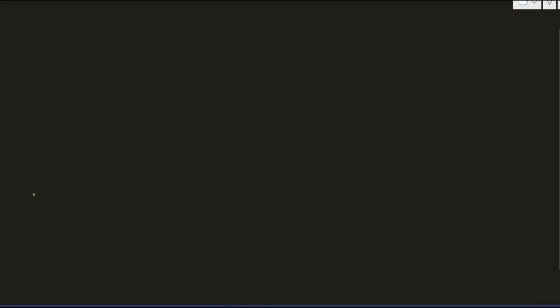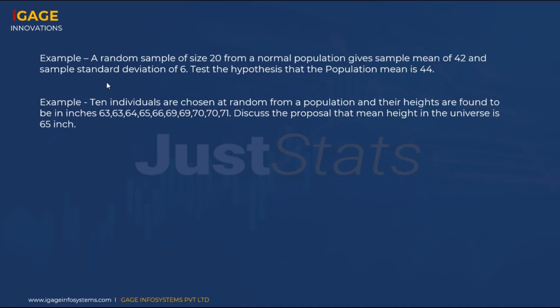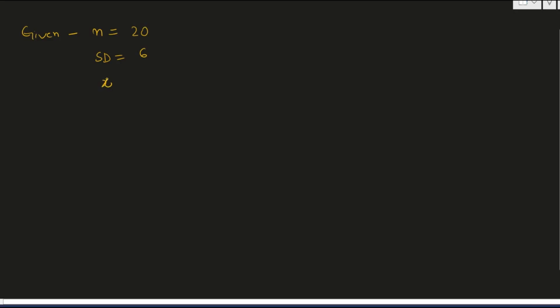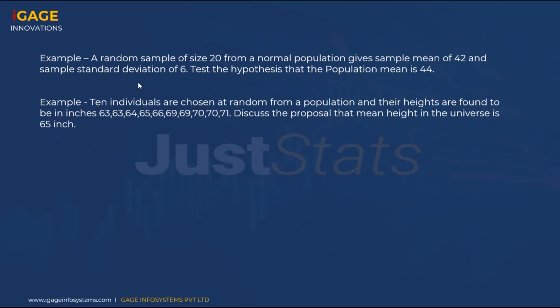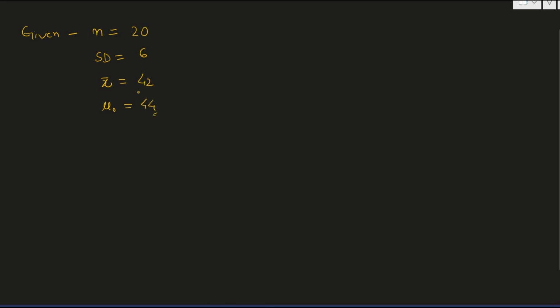Let's see what details we have. The sample size is given as 20, and the standard deviation is given as 6. The sample mean is given as 42, and the population mean is given as 44. The size is 20 here, which is less than 30.